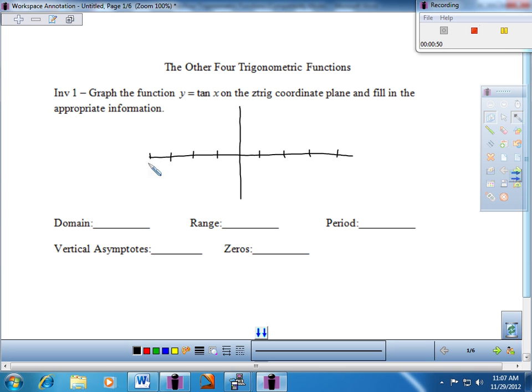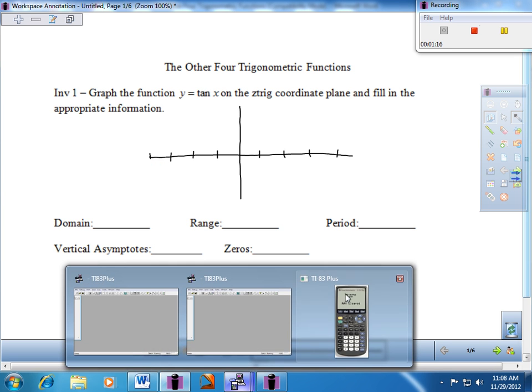Just remember, on this coordinate plane, each tick mark would be pi over 2. So this is pi over 2, pi, 3 pi over 2, and 2 pi. And then working backwards, or clockwise, negative pi over 2, negative pi, negative 3 pi over 2, and negative 2 pi. What we'll do is grab the calculator and graph it, and then match that to what we know about the behavior of tangent, and it should make sense pretty nicely here.